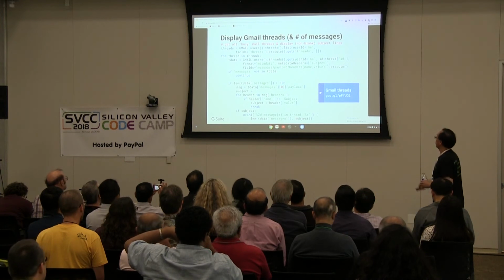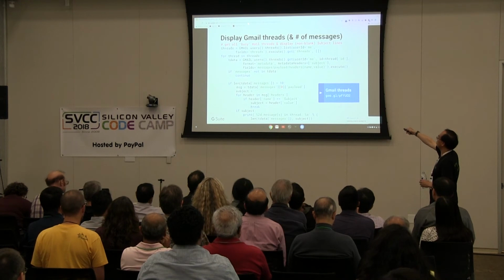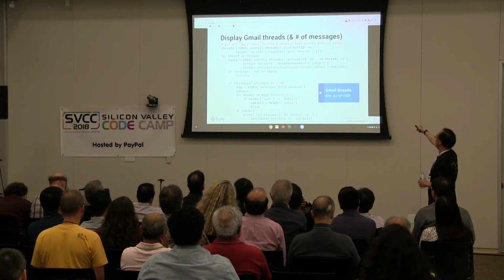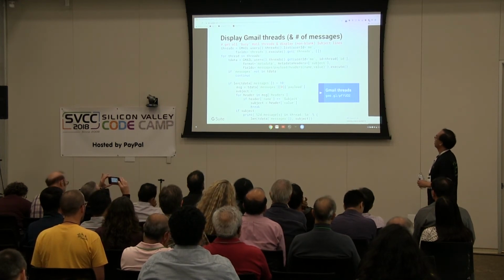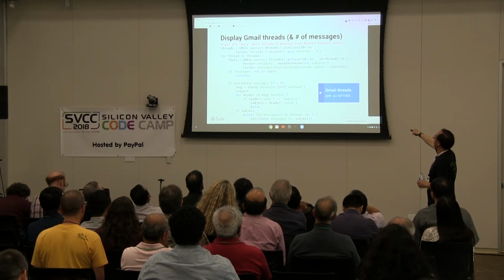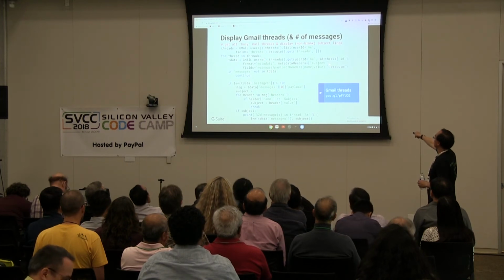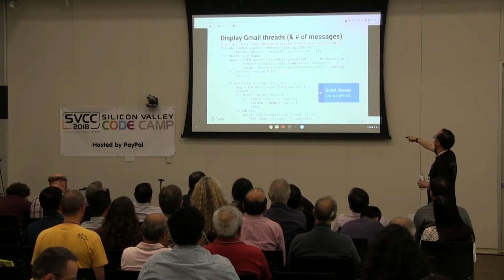All right, so what I do is I'm going to ask for all the threads. Gmail equals discovery.build, Gmail API v1, and so on. Then I can do Gmail users threads list of the user ID, which is me. I want all the threads, and for every thread, I'm going to get the thread ID, and then I'm going to get all the messages and find out how many messages I have.